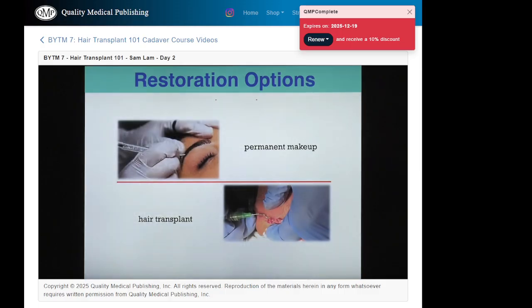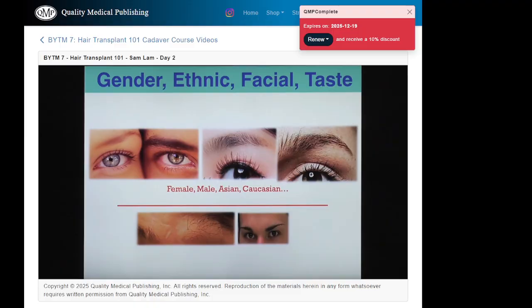So restoration options, you want to give patients options. They can do microblading, permanent makeup, they can do hair transplant. And you really want to make sure it matches their ethnicity, their gender, their taste, their facial desires, and what makes them look good. If they've got a very wide face, don't make it a little narrow brow, it looks weird. You want to help them be complementary, so that's part of your artistry. I always let them draw it first, which I'll explain in the coming up slide.